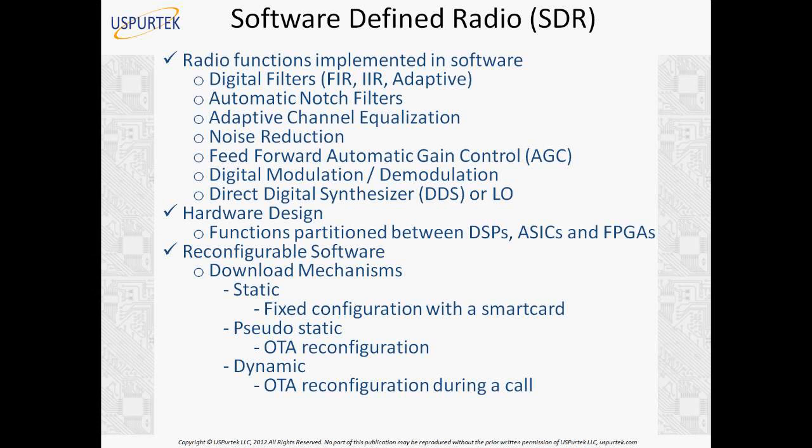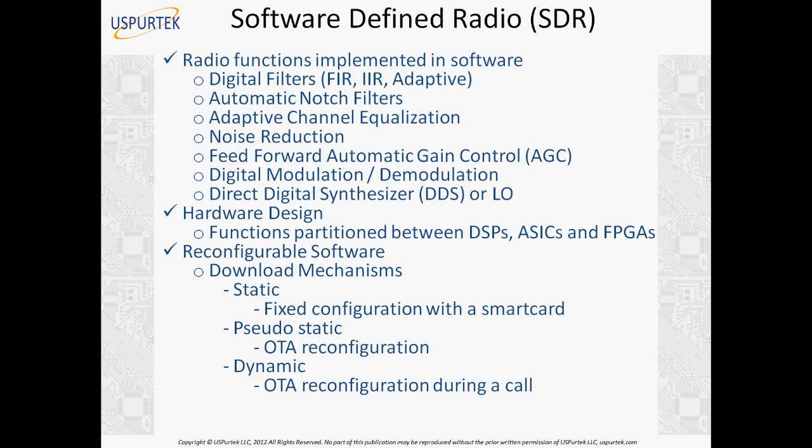So what are the download mechanisms that could be used in SDR? It could be static. That means you have your receiver and you just insert a smart card in the receiver, and that configures your software-defined radio. It could be pseudo-static, meaning over-the-air reconfiguration. Your wireless receiver already has uplink and downlink connection with your base station, and over the air you could reconfigure. Let's say you are switching from CDMA to LTE, you could reconfigure your receiver to do the LTE function instead of CDMA, or vice versa. Or you could add a new feature to your receiver over the air.